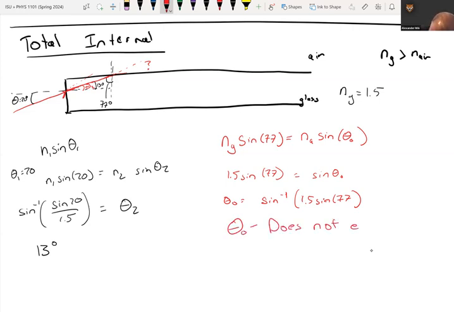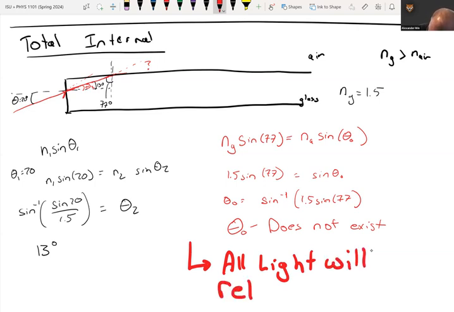The ultimate reason for this is kind of difficult to explain, but basically the light is going too slow to emit out of the medium. Some of it might be absorbed by the medium, but for the most part, the light is just going too slow. What does this imply? What this implies is that all light will reflect. At that situation where you can't calculate a refracted angle, the only other option the light has is to reflect.